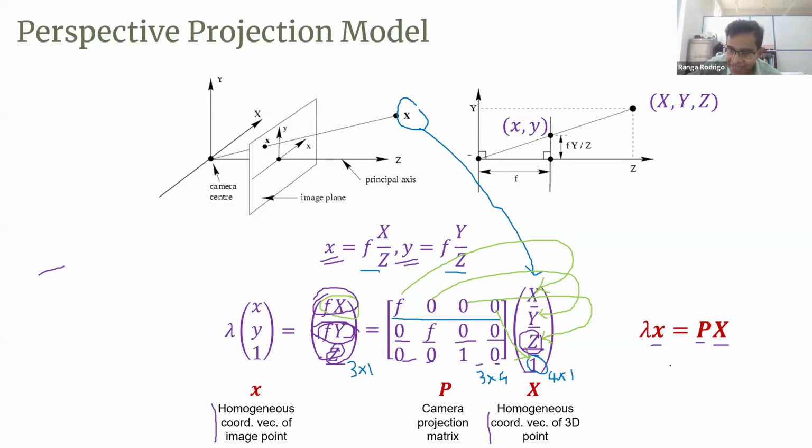So this lambda is an unknown scale. So equality up to a scale, you can write x equals Px. It's a special way of representing that. Now what we want to do is slowly start adding other parameters.